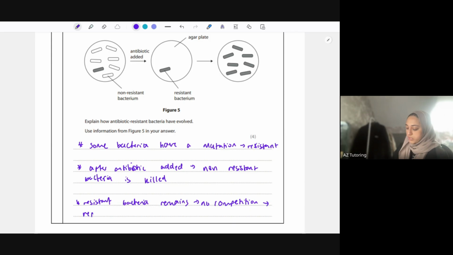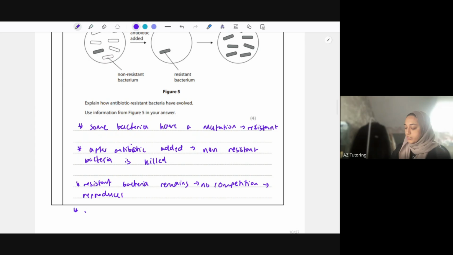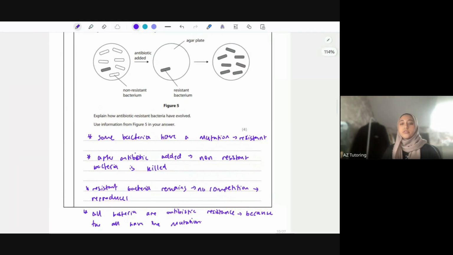So no competition, so therefore it reproduces. And once it reproduces, you can see this is what's happened over here. So for the final mark, you would just say all bacteria are antibiotic resistant because they have the mutation. They all have the mutation. So yeah, that's 4 marks, 4 points.